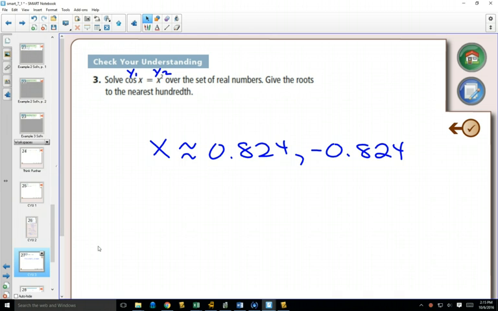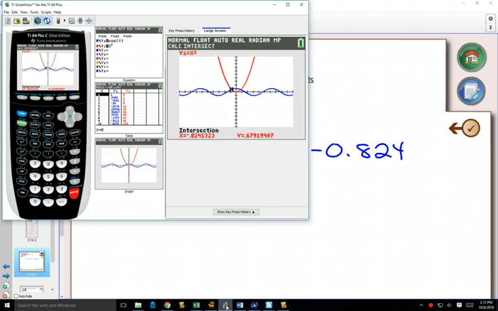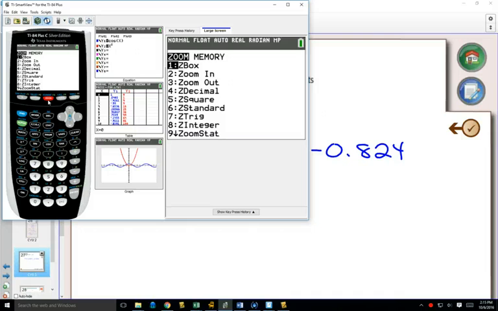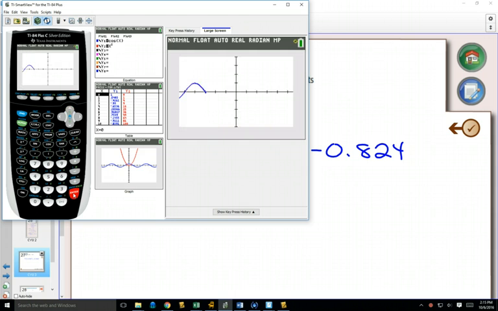But I did want to show you a couple of things with the zoom button. This is zoom standard, which goes from -10 to 10. Another one you may like to use sometimes, number 7, is zoom trig. What zoom trig does is it goes from -2 pi to 2 pi, or if you're in degrees, it'll go from -360 to 360. So if I do zoom trig, it looks like it's going a little bit more than -2 pi to 2 pi, but it's closer in. So that one would have worked as well.